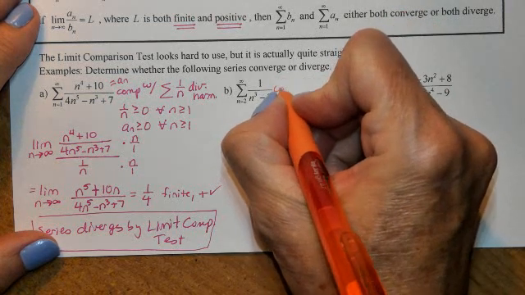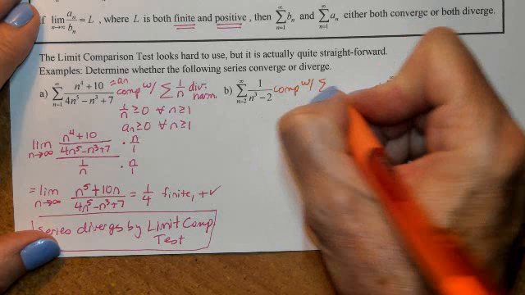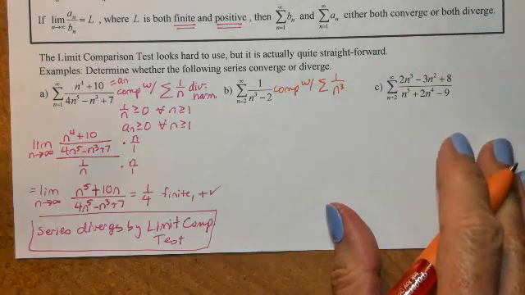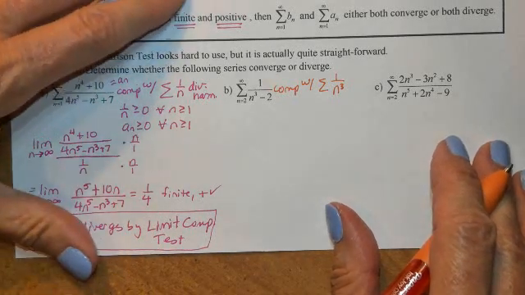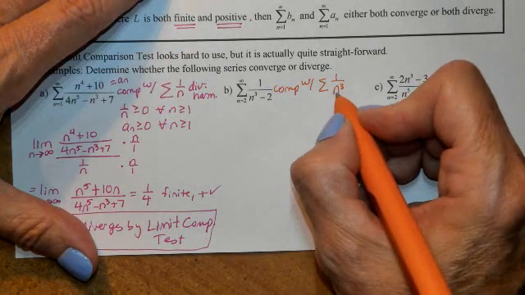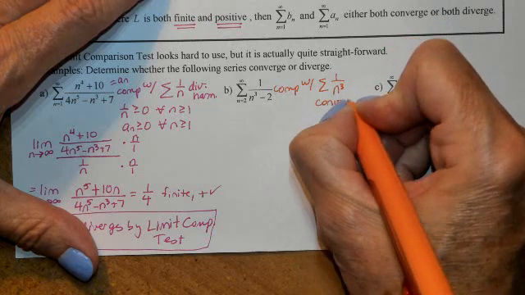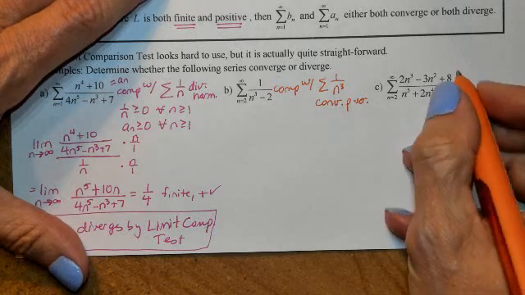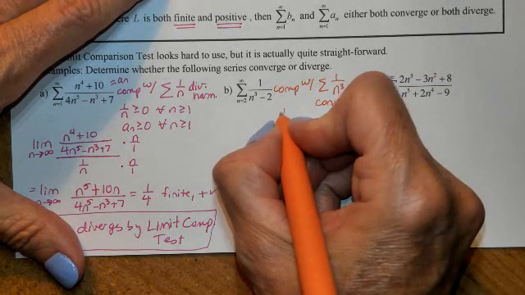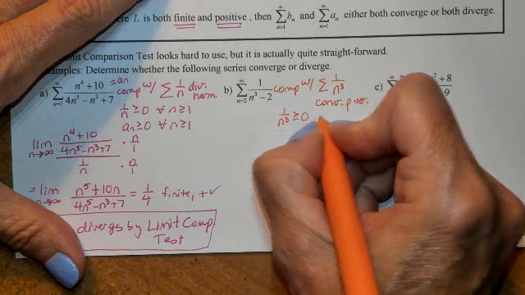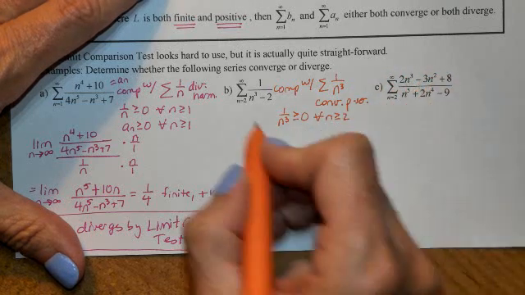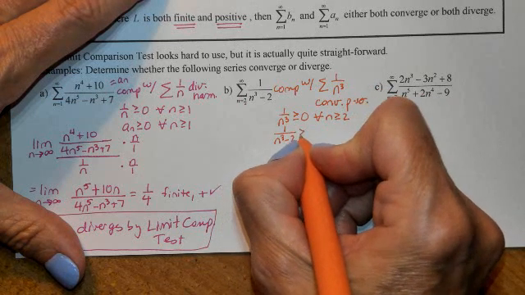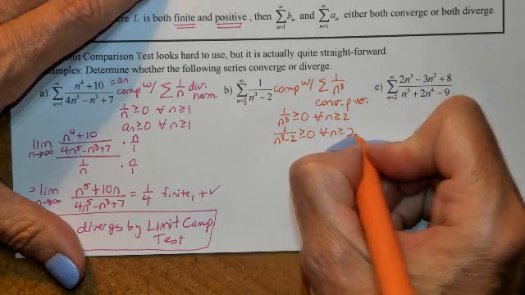So we're going to compare with what? What does this behave like? 1/n cubed. Behaves like 1/n cubed. Okay. What does 1/n cubed do? Well, it converges. It's a converging p-series. Right? Okay, state your conditions. 1/n cubed is greater than or equal to 0 for n greater than or equal to 2. And 1/n cubed minus 2 is also greater than or equal to 0 for all n greater than or equal to 2.